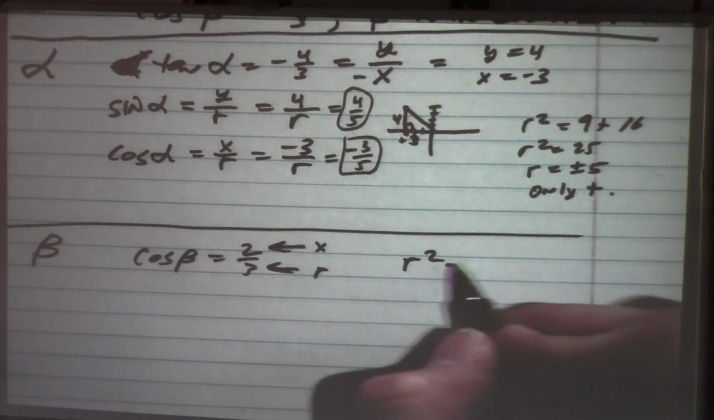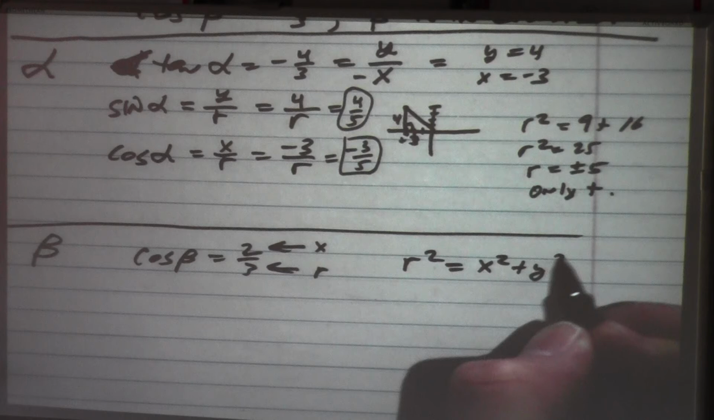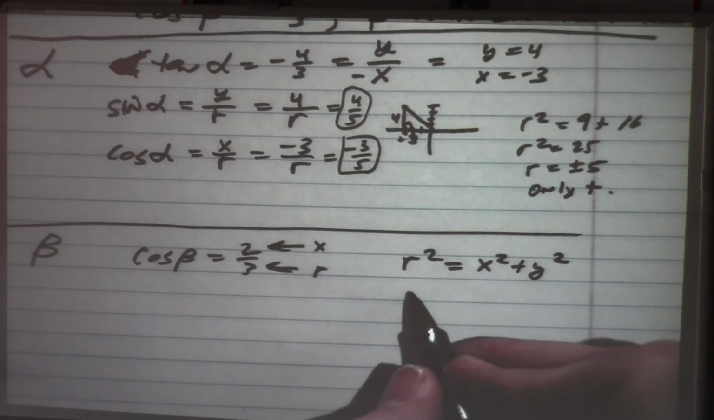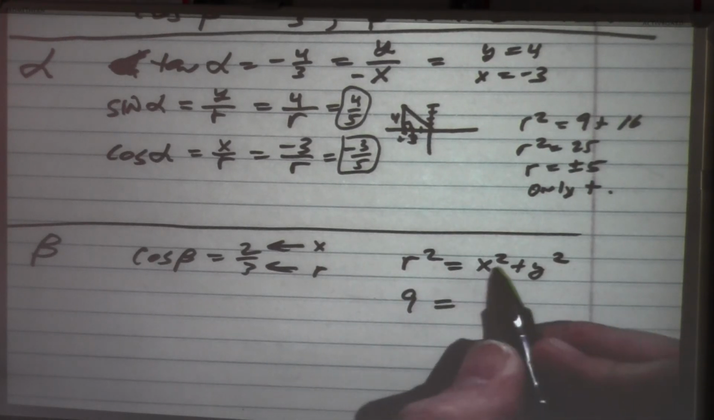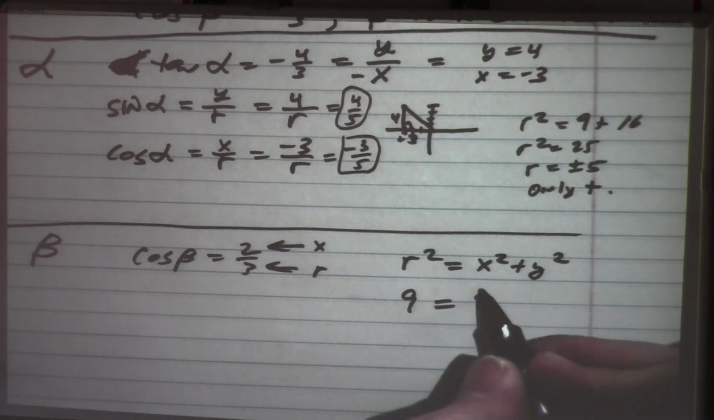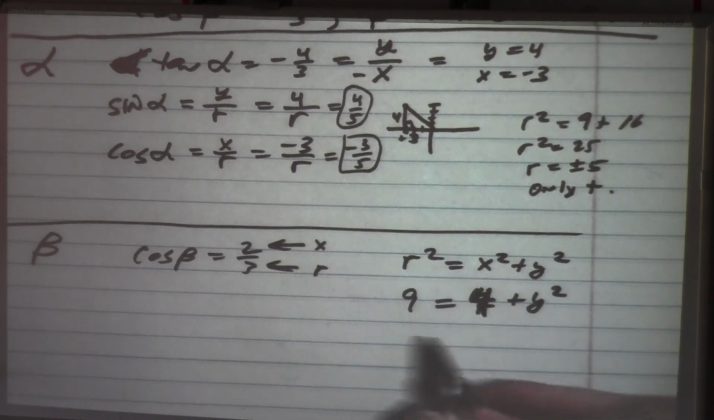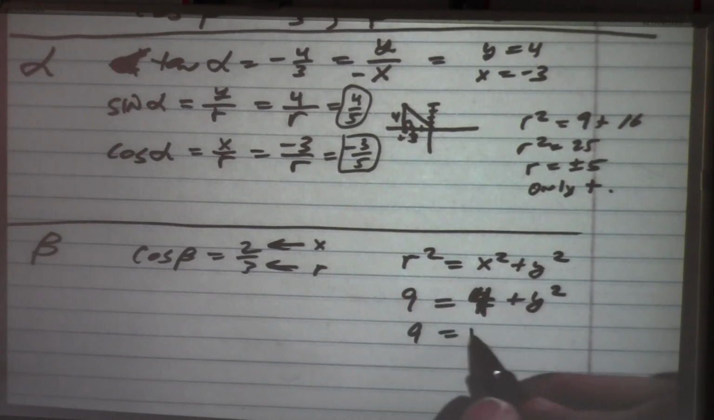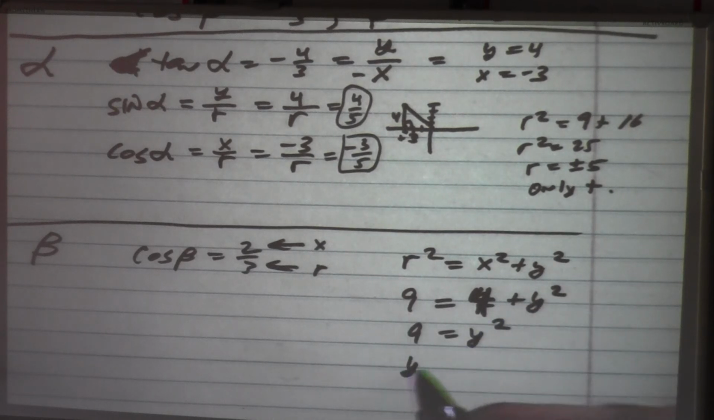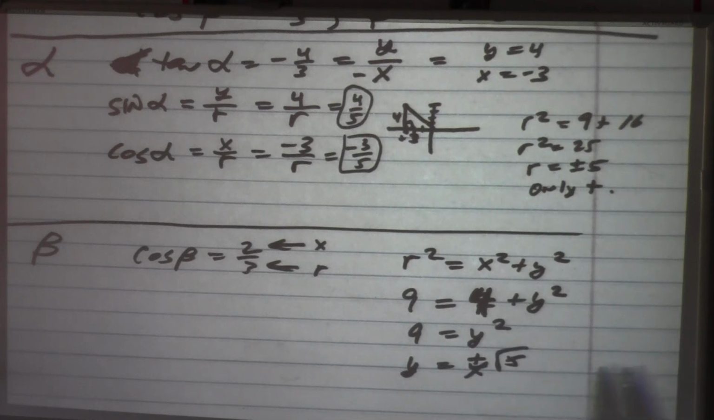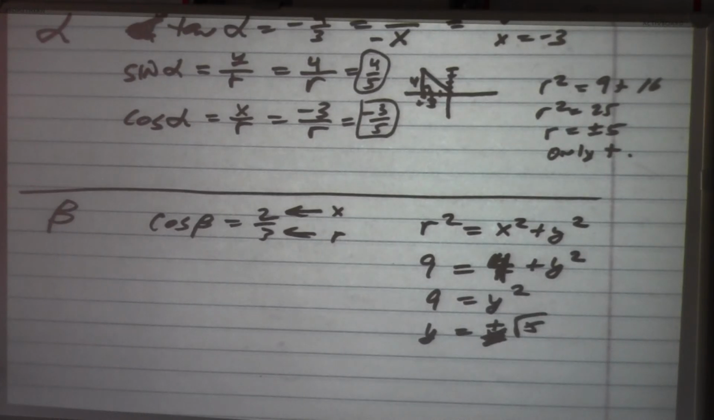So if I know r squared is equal to x squared plus y squared, I already have the r. So if I square that, I get 9, and I square the 2, I get 4. Whoops, I shouldn't have written it since I was already squaring. And then when I subtract 4 from both sides, I get 5 is equal to y squared. Take the square root, so y is equal to plus or minus square root of 5, but we can't use the negative. So that means it'll be a positive square root of 5.